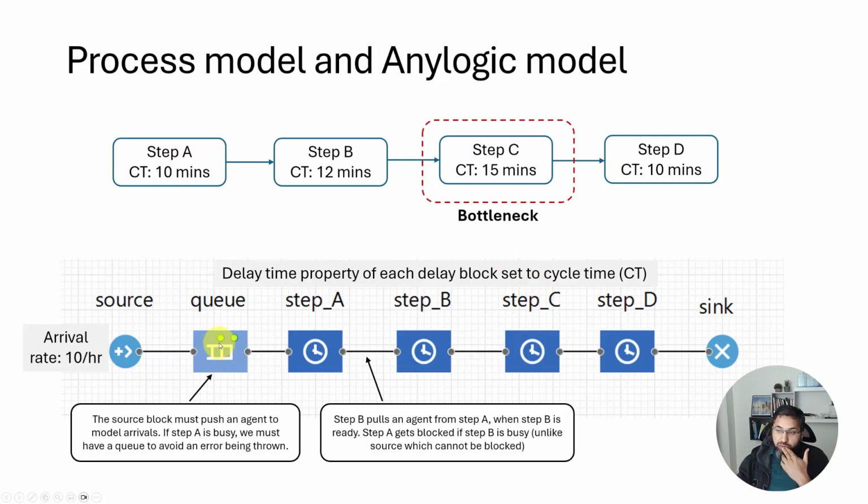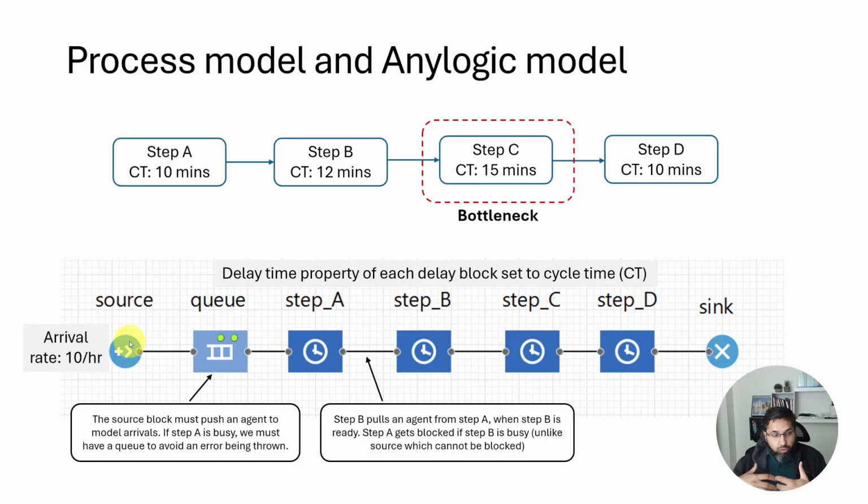And actually we have to make the queue have a maximum capacity, which is like infinite capacity. Well, the reason is the source block, when it generates an agent, it can't hold on to that agent. It has to push that agent into your process. Now, if step A is already working on the previous agent, the previous customer, step A cannot accept the next agent. So AnyLogic will throw an error, saying the source block cannot be blocked. Remember blocking and starvation?